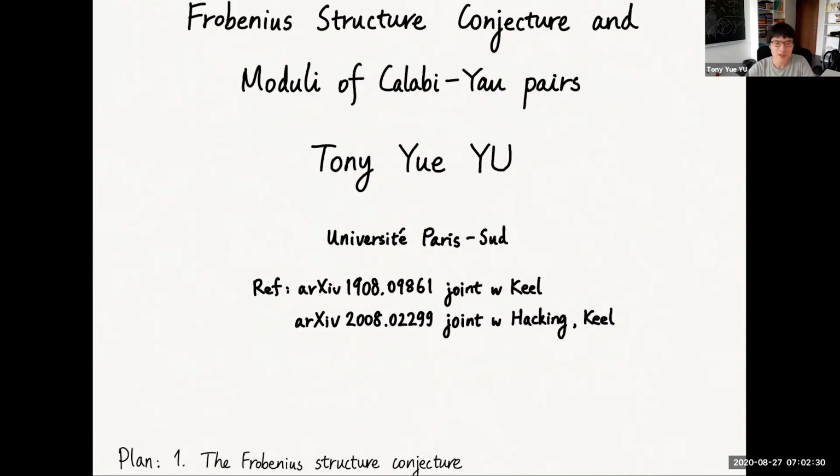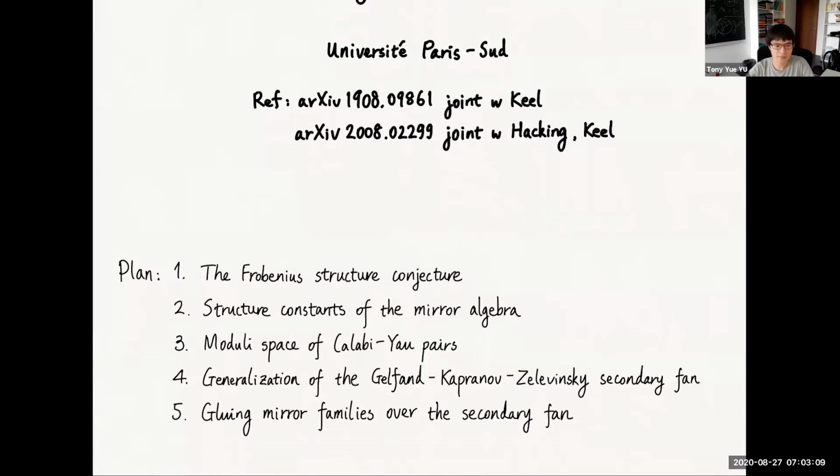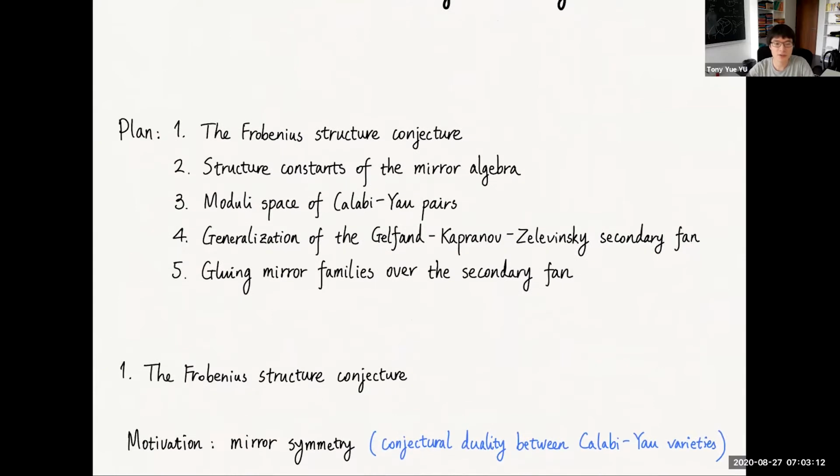So the plan of my talk is as follows. First, I'll talk about the Frobenius structure conjecture. And second, I will try to construct structure constants of the mirror algebra. And then I will explain an application to the moduli space of Calabi Yau pairs. After that, I will explain a generalization of the Gelfand-Kapranov-Zelevinsky secondary fan. And finally, I will explain how to glue mirror families over the secondary fan. So let's start with the Frobenius structure conjecture.